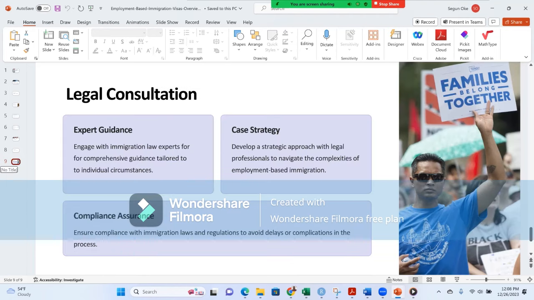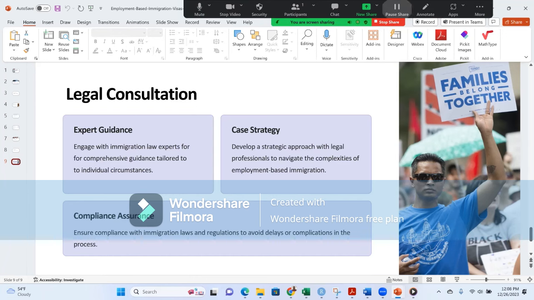Legal consultation: you can see those lawyers, those attorneys. They will be able to guide you and tailor all your details together. Case strategy: they know how to develop an approach with legal professionals to navigate the complexity. I use a lawyer, I use an attorney here in the US, and I will share some of the links with you as time goes on.